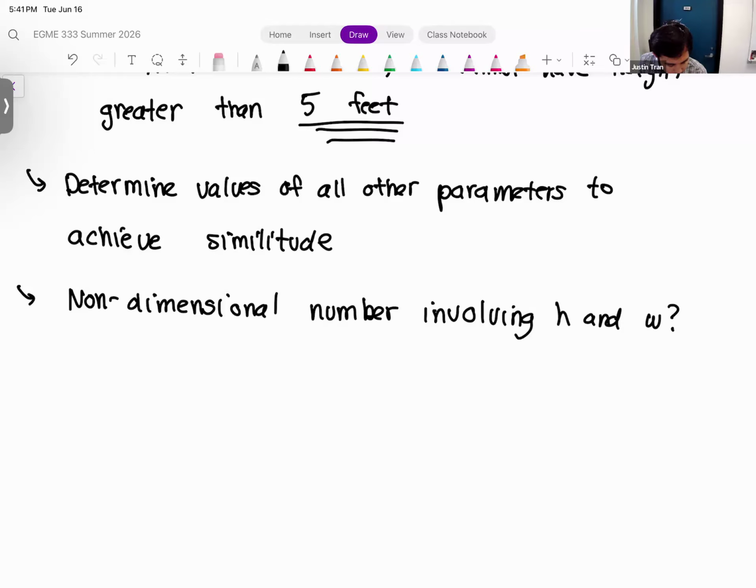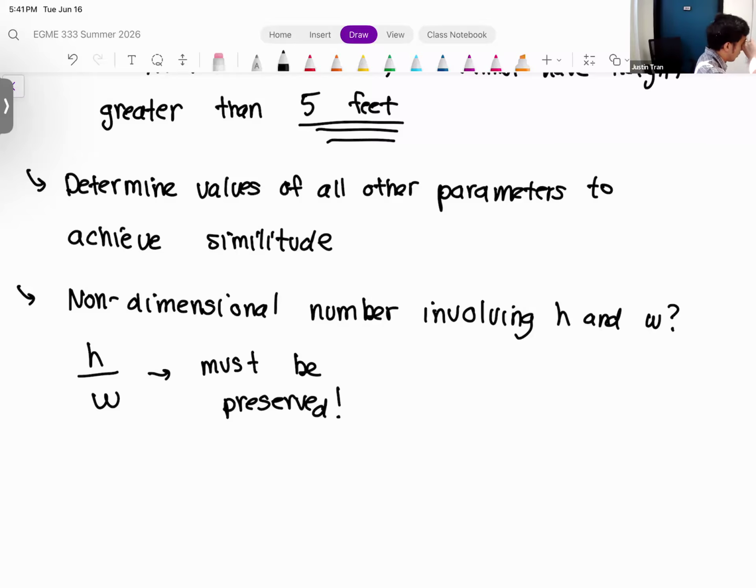So first, let's check for a non-dimensional number that involves H and W. In fact, we have one that is very simple. One of the non-dimensional numbers that we determined in the previous example, and we did this one by inspection, is H over W. So H over W has to be the same from our physical full-scale phenomenon to our experiment. This ratio of H over W has to be preserved between the two phenomena. So this one's pretty straightforward to do. All this is basically saying is that the ratio of the height and the width of our sign has to be the same.